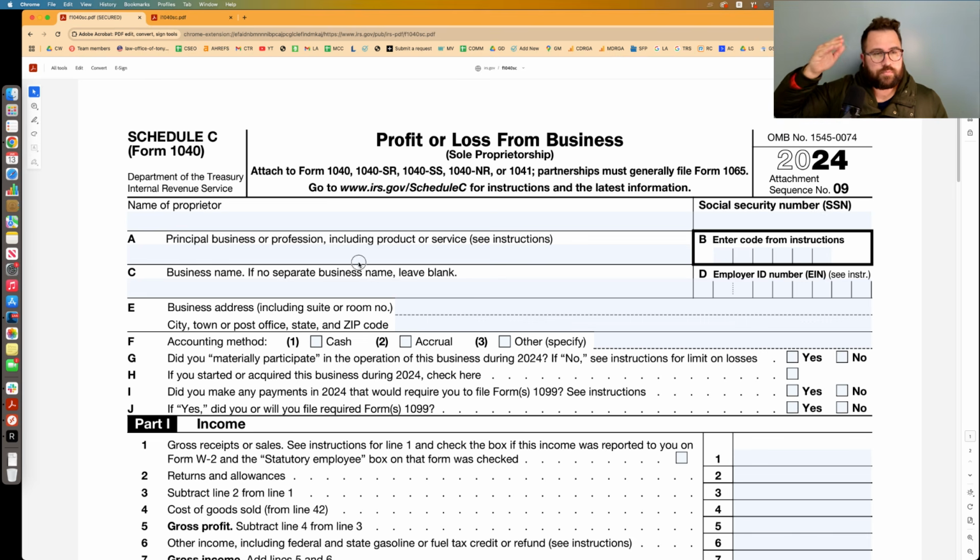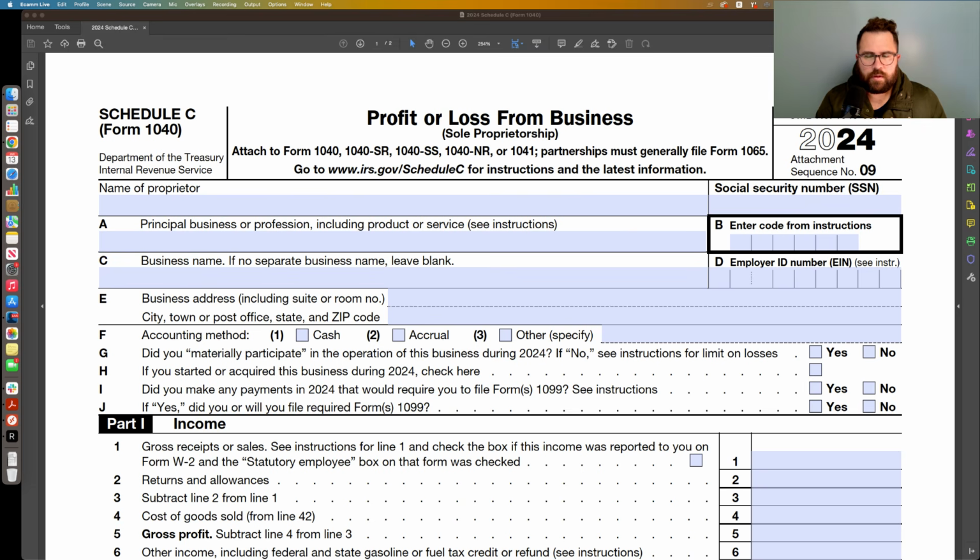Name of proprietor, right here. Okay, name of proprietor. I would just put my name, right? Logan Alec. Social Security number. This is obviously not my real Social Security number. This would automatically populate from your tax software, by the way.